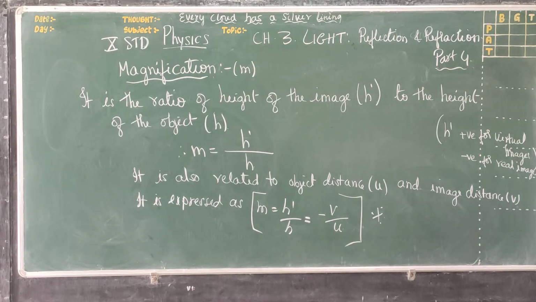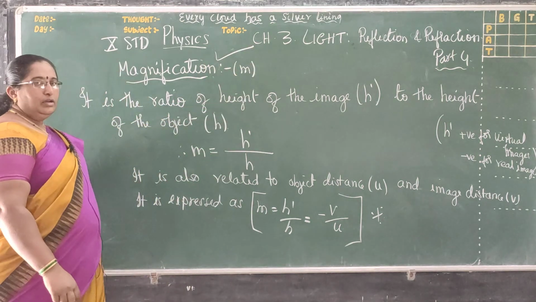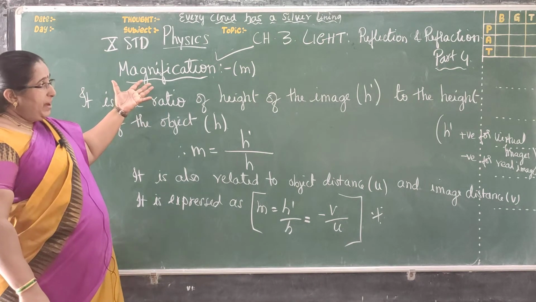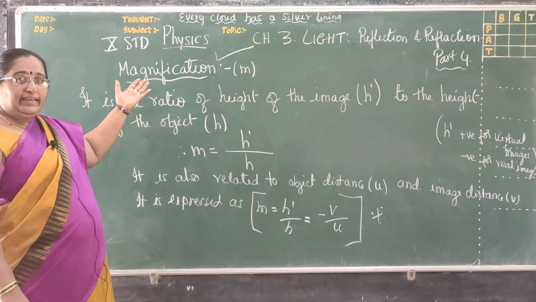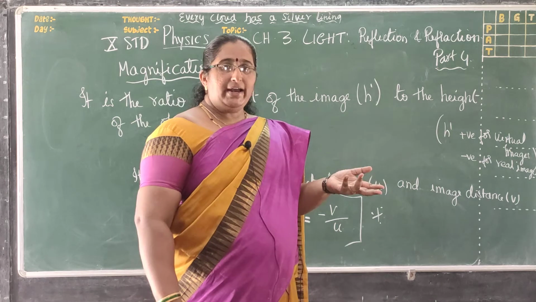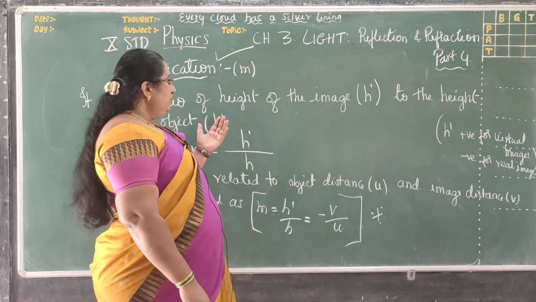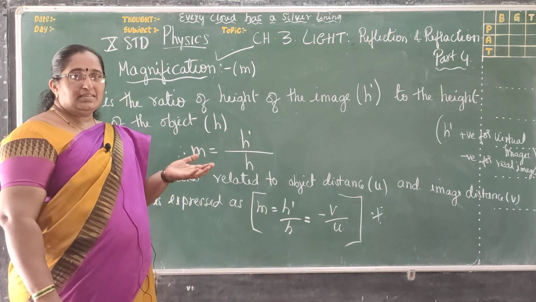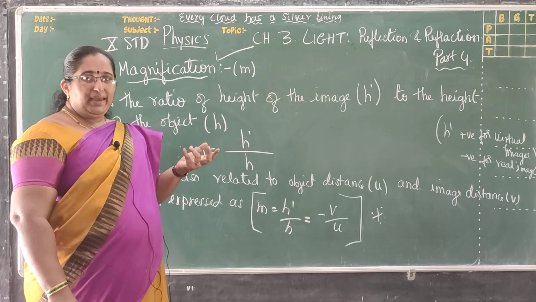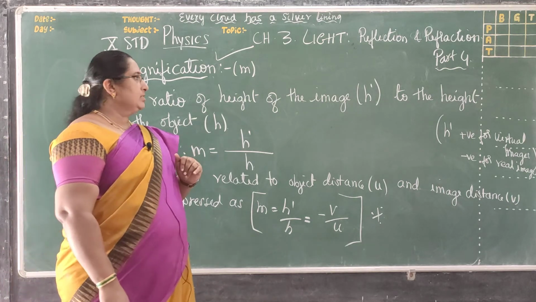So now let us proceed with the term magnification. How do we define magnification? Magnification gives us the extent to which the image has been magnified with respect to the size of the object. It helps us express to what extent the size of the image has been magnified with respect to the size of the object.